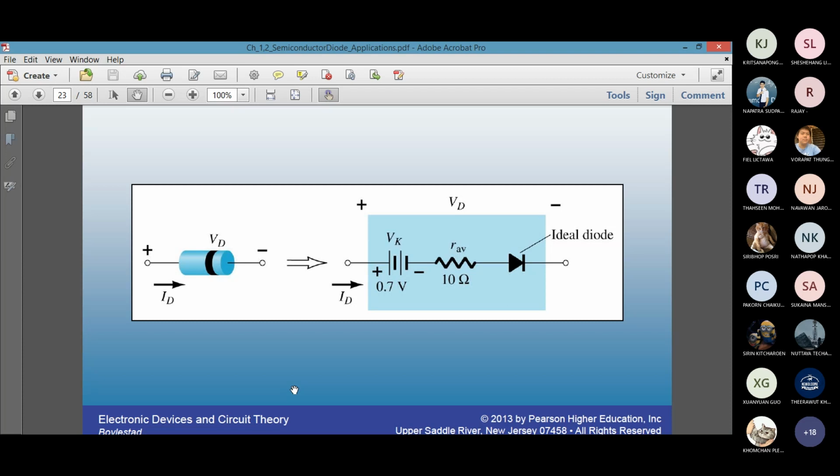Is there a battery inside the diode? Why do we have a battery symbol? Natapok? Yes. Why is there a battery symbol inside this equivalent circuit?